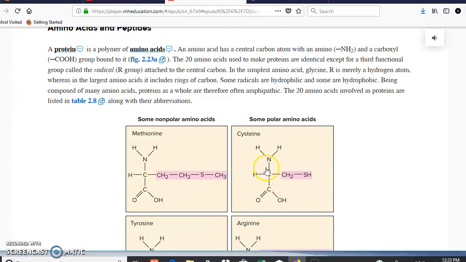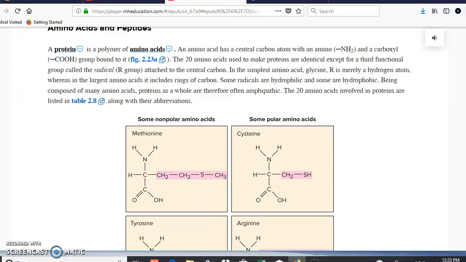This is another amino acid. But there's one part that is going to be different. See, this part right here is different. This part right here is different. And this part is what makes the different types of amino acids that we use in order to make proteins. So as you can see here, methionine and cysteine, right? These are two different kinds of amino acids because this part right here, the variable part, is different.